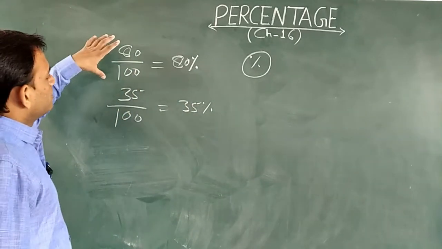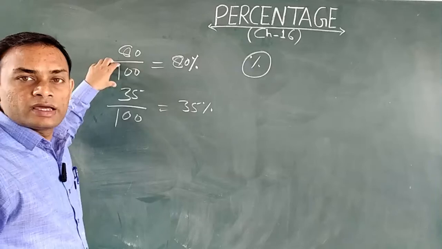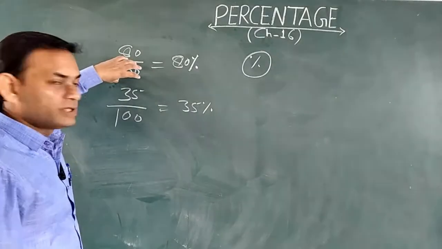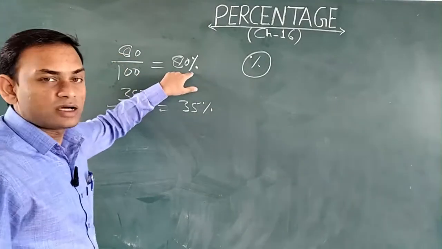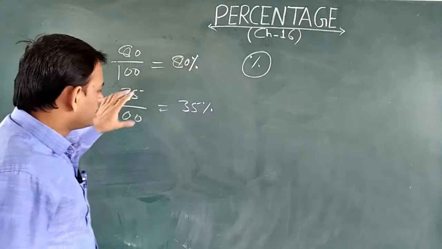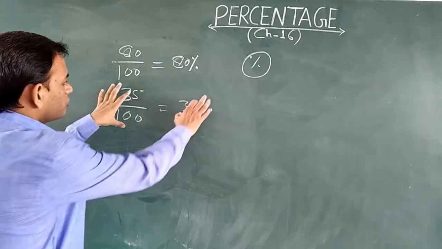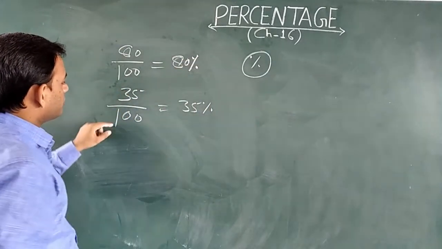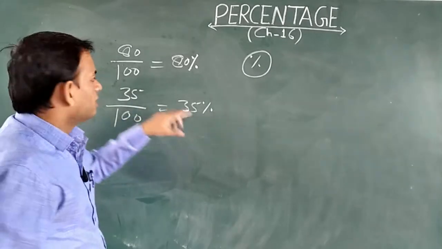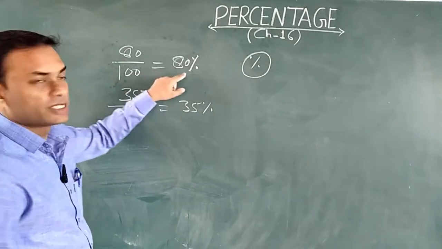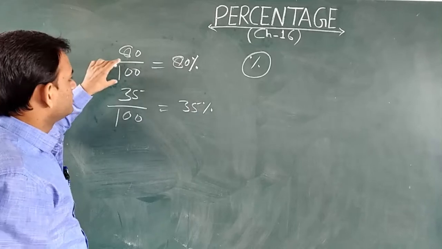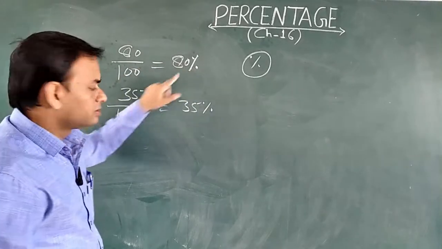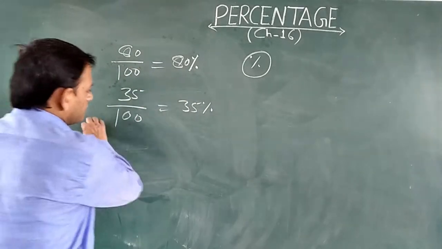Means when 100 is given in the denominator, you will remove the 100 and place the sign of the percentage. Same here we have done. So these values are equal. 35 upon 100 is equal to 35%, and 80 upon 100 is equal to 80%. When you remove the 100, you place the percentage sign. Same here, and vice versa.